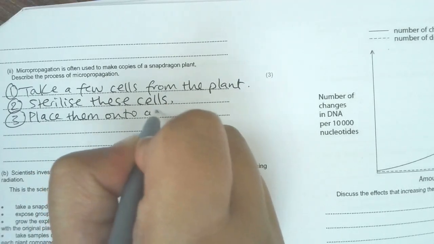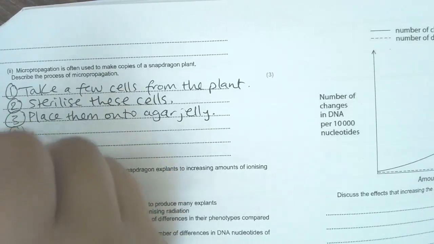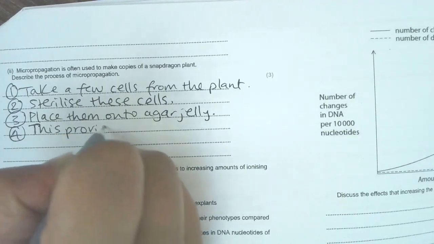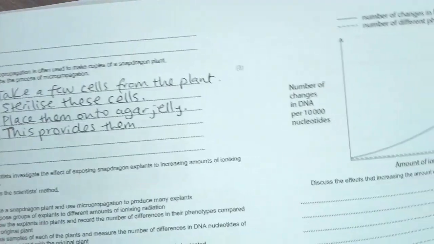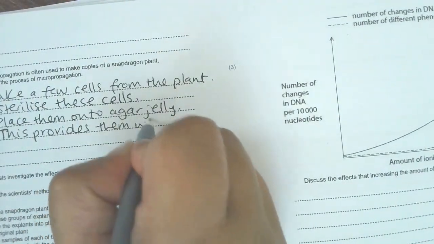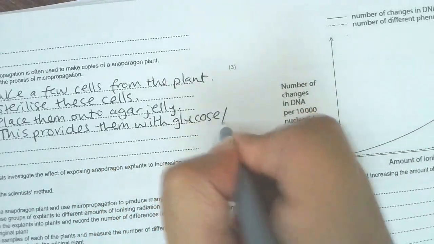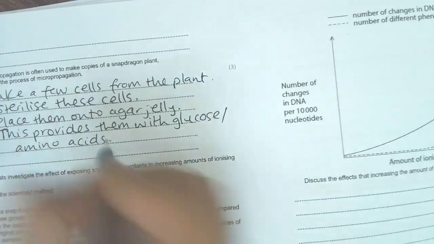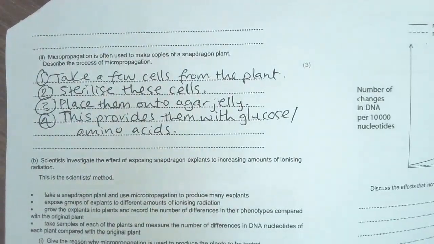onto agar jelly, because what does the agar have? This provides them with the most important nutrient they need. With glucose, or you could say amino acids. You can say minerals, but I would shy away from that. I would just state the obvious. Glucose is needed for respiration, amino acids needed for protein growth. So, done that, okay?